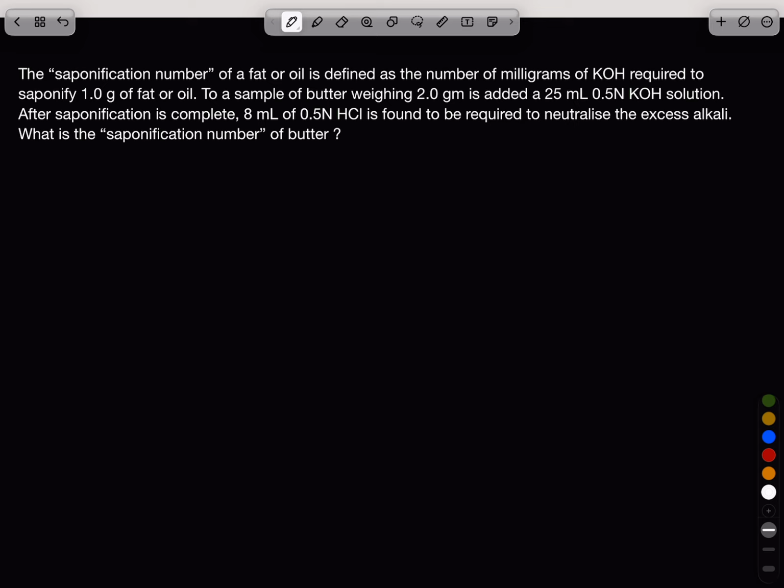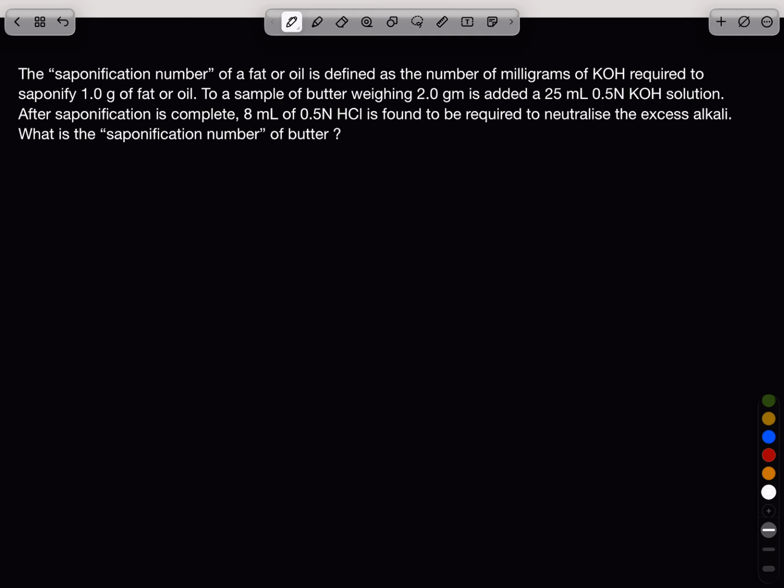So let's solve this question. The saponification number of a fat or oil is defined as the number of milligrams of KOH required to saponify 1 gram of fat or oil. To a sample of butter weighing 2 gram is added a 25 ml 0.5 N KOH solution. After saponification is complete, 8 ml of 0.5 N HCl is found to be required to neutralize the excess alkali. What is the saponification number of butter, right?